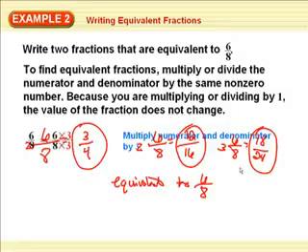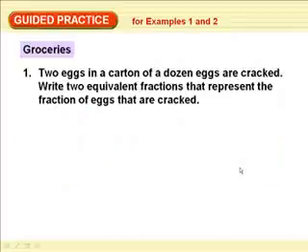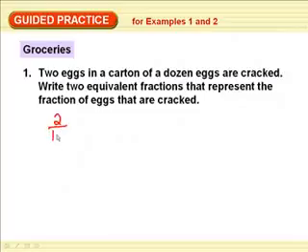6/8, so they multiplied it by 3 to get the 18/24, or they divided it by 2 to get the 3/4. And you can multiply or divide, it doesn't matter, whichever way to get them. So guided practice, groceries. 2 eggs in a carton of a dozen are cracked. Write the equivalent fractions that represent the fraction of eggs that are cracked. So 2 out of a dozen would be 2/12. And that reduces by dividing by 2, which would be 1/6.